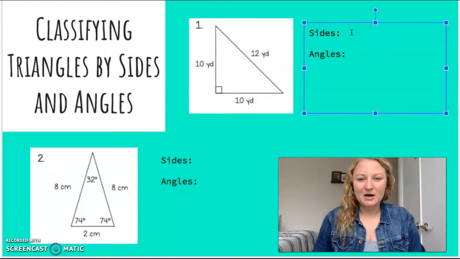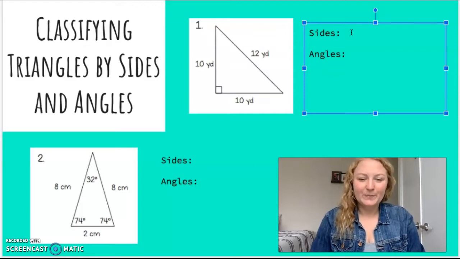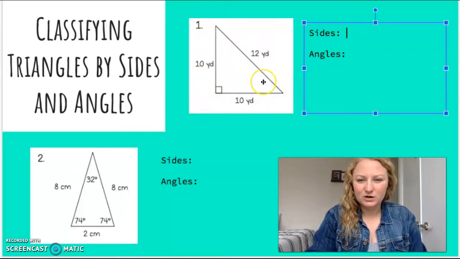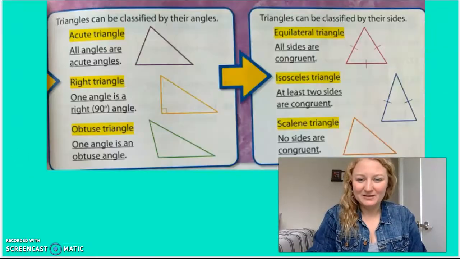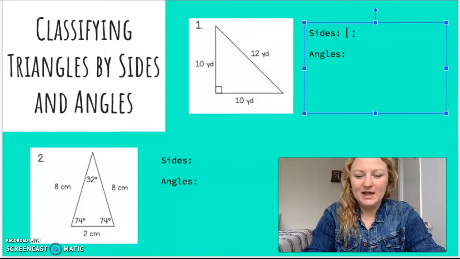I want you to think about if we had to classify this triangle by its sides, what would we call it? I see this side is 10 yards, this side is 10 yards, and this side is 12 yards. If you're not sure, you can rewind or go back. So 10, 10, and 12. That would be isosceles because two sides, the 10s, are the same and the other one is 12.